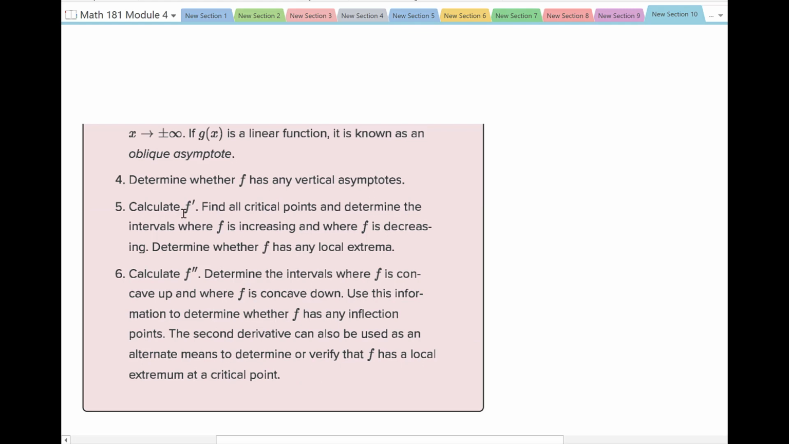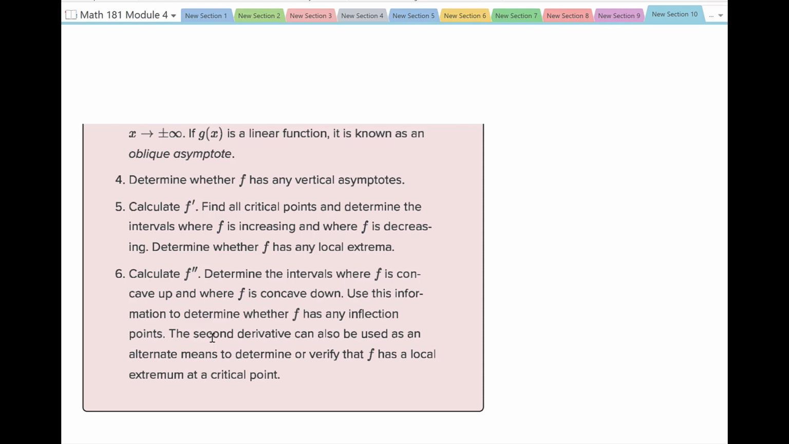Calculate f prime, find all critical points, and determine the intervals where f is increasing and where f is decreasing. Determine whether f has any local extrema. Then do the second derivative. We use that to find concavity. So determine the intervals where f is concave up and where f is concave down. Use this information to determine whether f has any inflection points. So the inflection points, if they exist, would occur where f prime of x is 0, f double prime of x is 0.